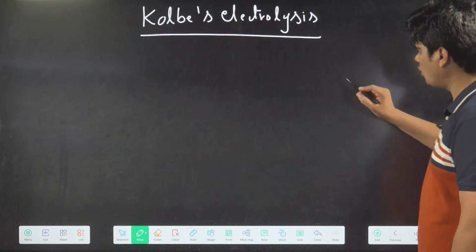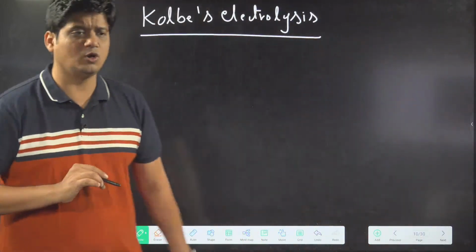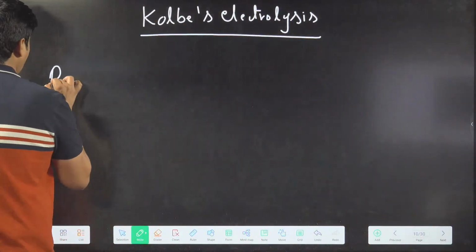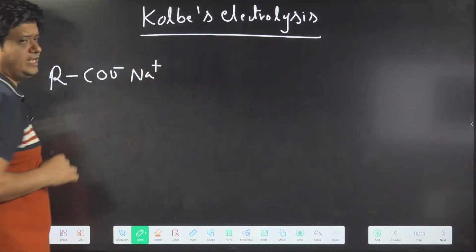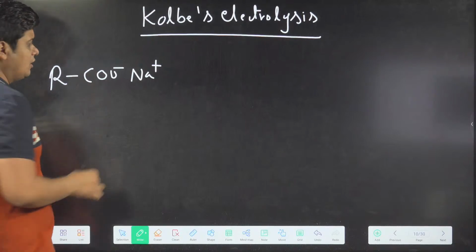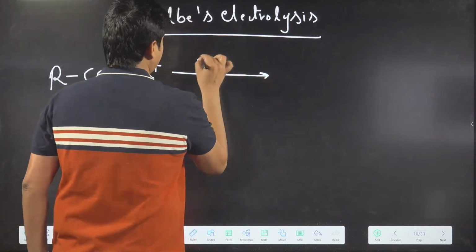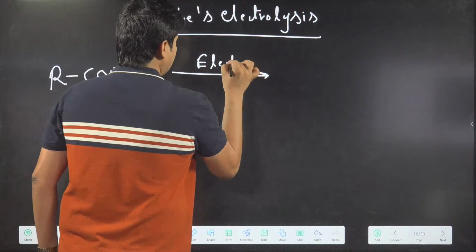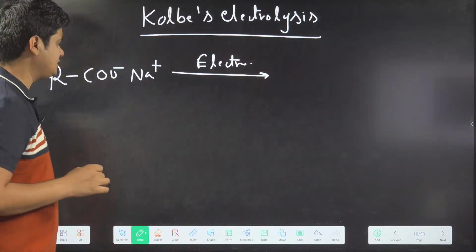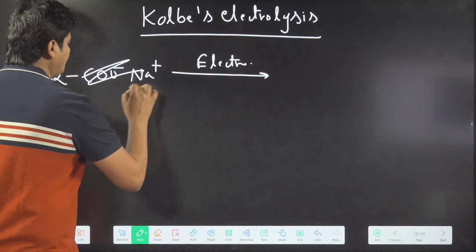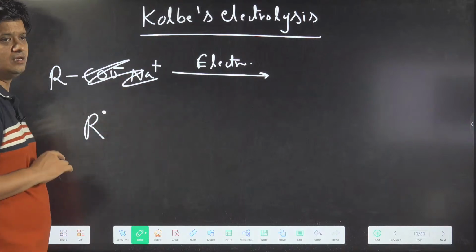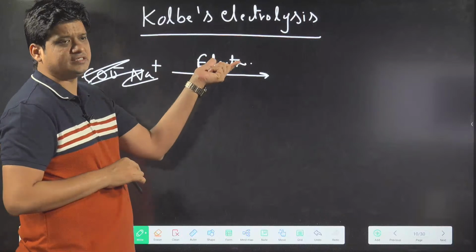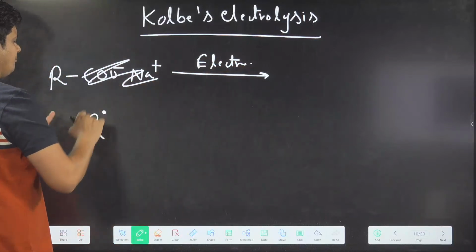Next is Kolbe's electrolysis. It is also for sodium or potassium salt of carboxylic acid. We have this sodium salt of carboxylic acid, and it is going for electrolysis. What is the trick there? Remove this group and make a radical. Whenever they are giving electrolysis, remove this group, make a radical.